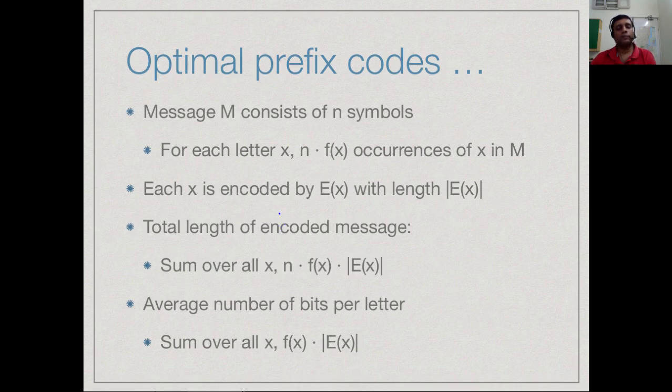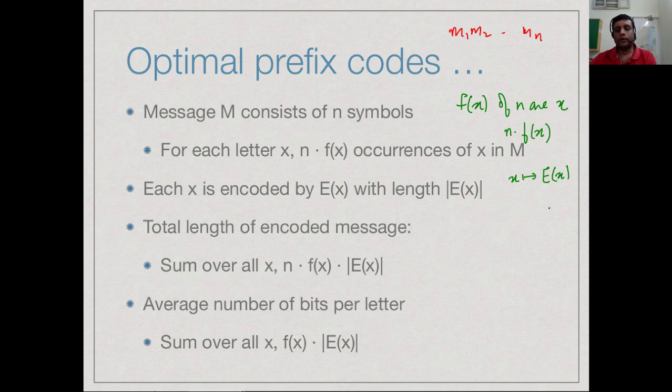So now we have a message which consists of some n symbols, right? So we have M1, M2 to Mn, right? So these are my n symbols. Now we know that if I pick a particular letter X, then Fx fraction of these are X, right? So in other words, if I take n and multiply it by the fraction, so say if Fx is say 1/3, then 1/3 of n, so n by 3 of these symbols will actually be the letter X, right?